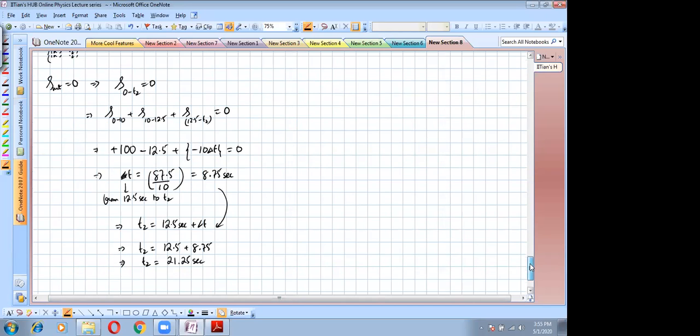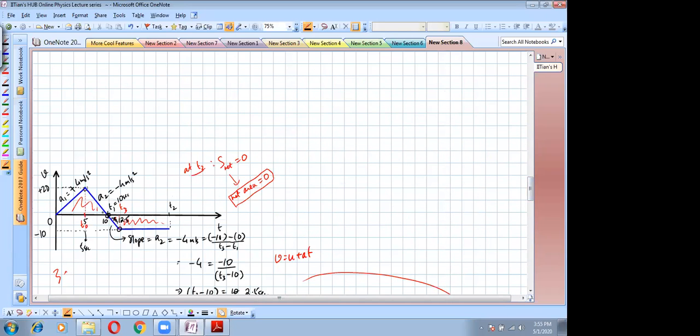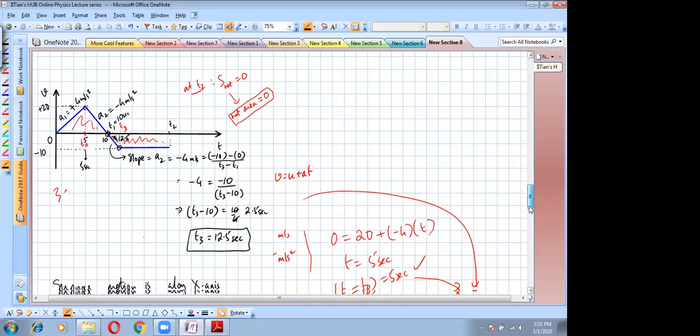Alright, so back in terms of the graph, what we're doing is we're seeing the area of this upper triangle, which is the displacement from 0 to 10. That was plus 100 meters. Then the area of this tiny little triangle between 10 and 12.5, with the proper sign, was minus 12.5. So from 0 to 12.5, the displacement is 100 minus 12.5, or 87.5. Then from that 12.5 right up to T2, he has to come back a further displacement of 87.5. That's why that last area should be minus 87.5.